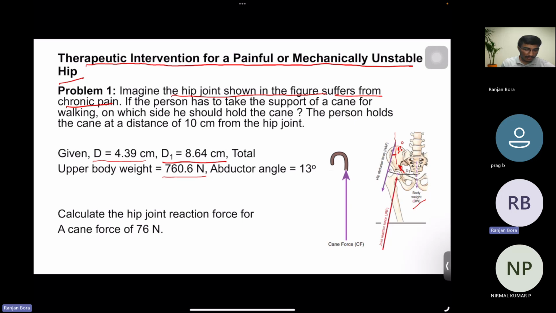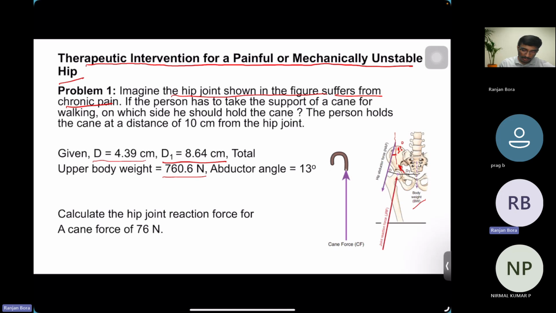Now we need to calculate the hip joint reaction force for a cane force of 76 Newton. So when the person takes the cane, there will be some reaction force also at the cane. So this cane force is given. Sorry, this is 76 Newton.